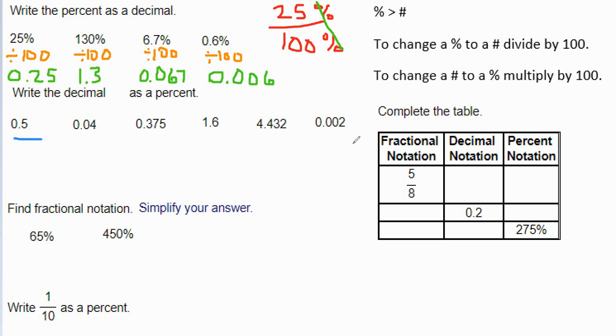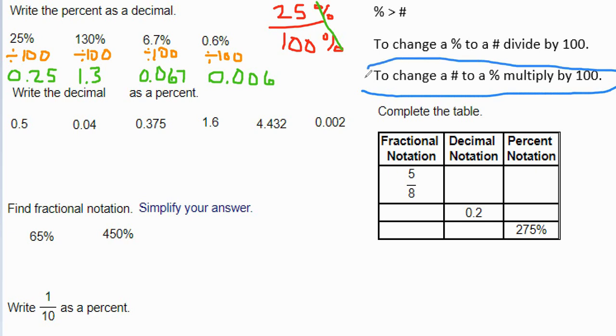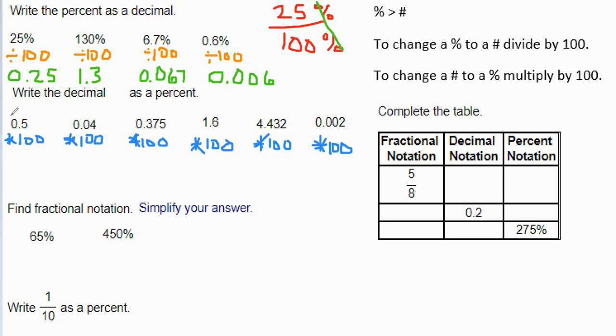So we're going to change these decimals here to percents. All we have to do is multiply by 100. A decimal is a number, so we're going to multiply that by 100 to change it from a decimal to a percent. So multiply each of these by 100. That would be the same as moving the decimal 2 spots to the right. 0.5 times 100 is 50%.